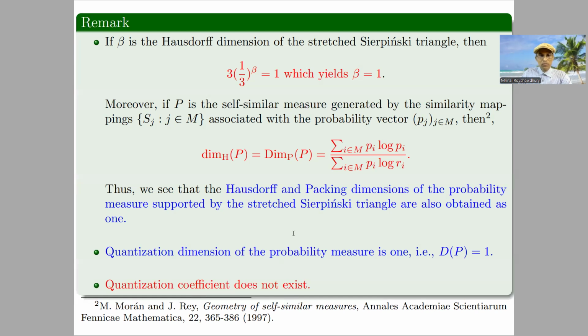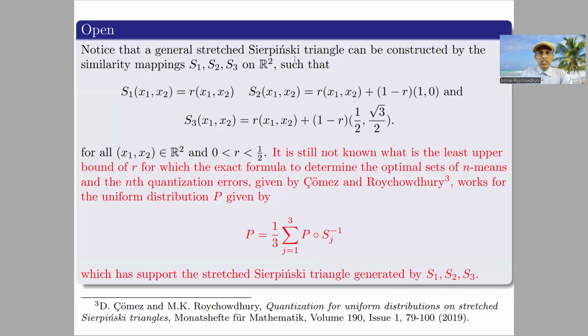Now there is an open problem. Here it is. Notice that a generalized stressed Sierpinski triangle can be constructed by the similarity mappings S1, S2, S3 on R² in many different ways. See that S1 extends to R, S2 extends to R of this, and S3 extends to R of (x1, x2) plus or minus R. And the work of Gomez and Roy Chaudhury was done for R equal to 1/3, the exact formula they gave. Look here, R lies between 0 and 1/2. So the work of Gomez and Roy Chaudhury is for R equal to 1/3 only.